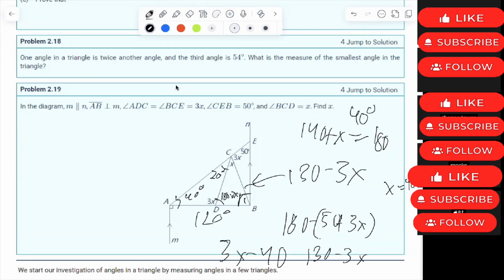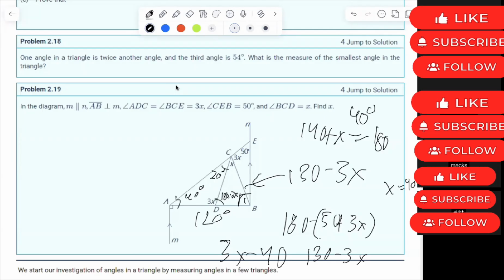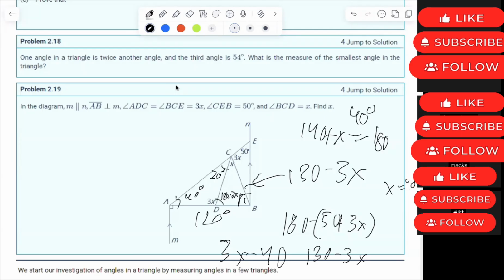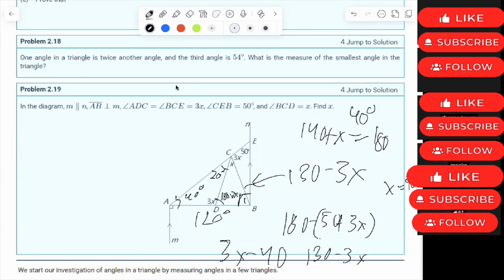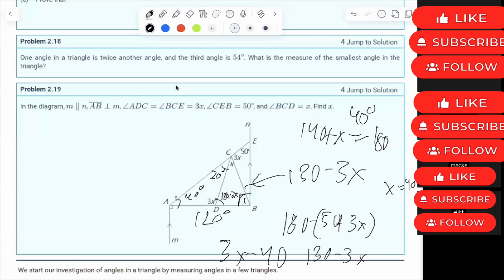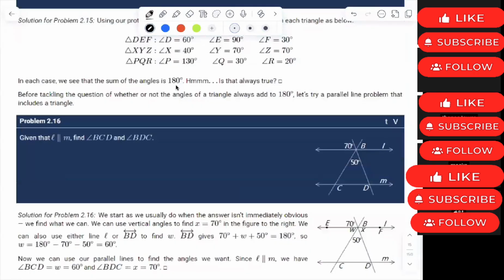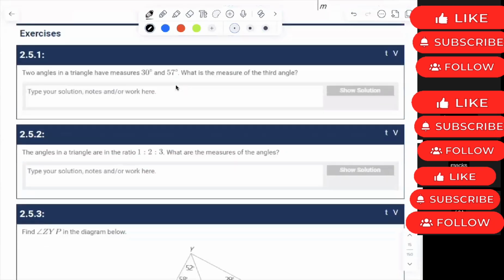This shows you an example of how you can angle chase to find your answer. It's basically using triangle angle formulas, parallel lines, perpendicular lines, to just find your answer. It's basically the very essence of how you angle chase. All right. Let's move on to 2.5.